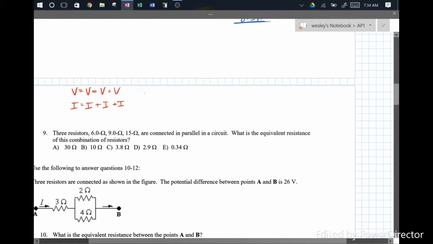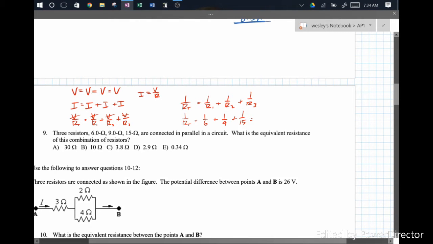So if the current is what adds, and current is equal to voltage divided by resistance from Ohm's law, then voltage over resistance total is equal to voltage over resistor 1 plus voltage over resistor 2 plus voltage over resistor 3. All the voltages go away, and 1 over resistance total is 1 over resistor 1 plus 1 over resistor 2 plus 1 over resistor 3. So 1 over the total resistance is 1 over 6 plus 1 over 9 plus 1 over 15.